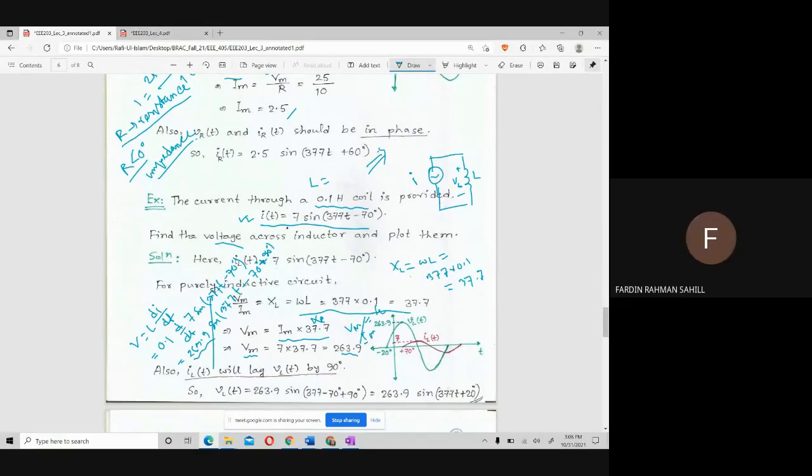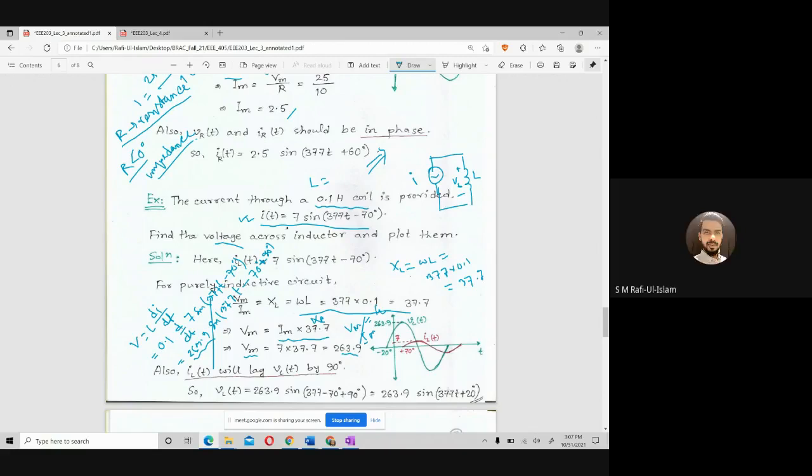So if I say the current will lag, in an inductive circuit, if current lags voltage by 90 degrees, that means the voltage leads current by 90 degrees. Is it correct? Yes, sir.